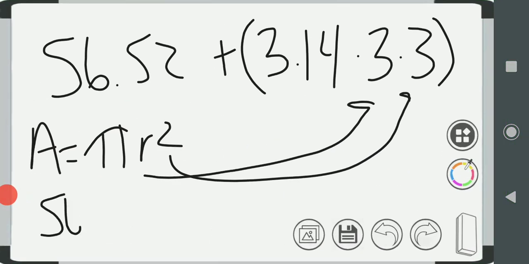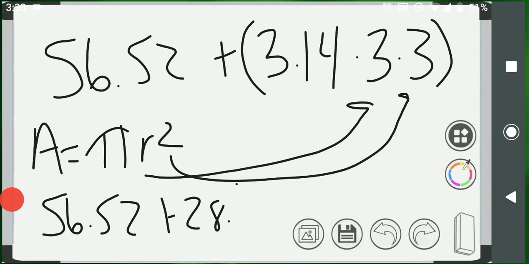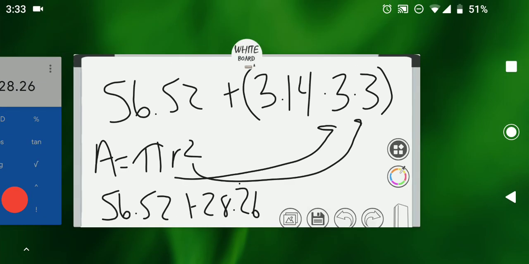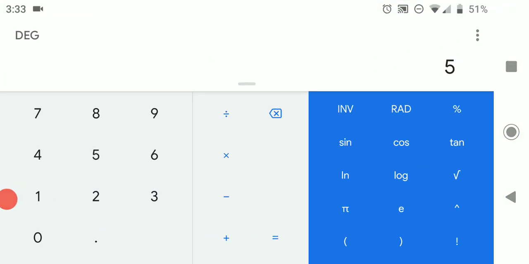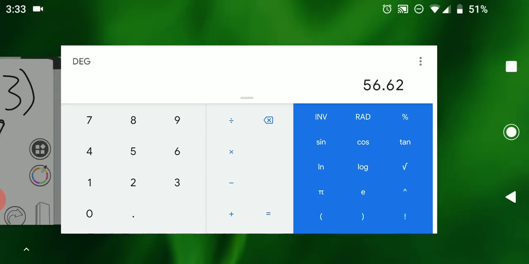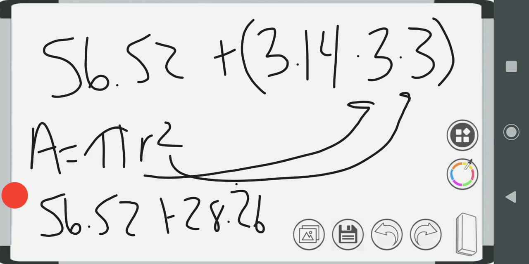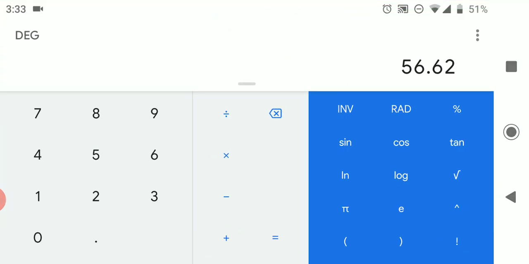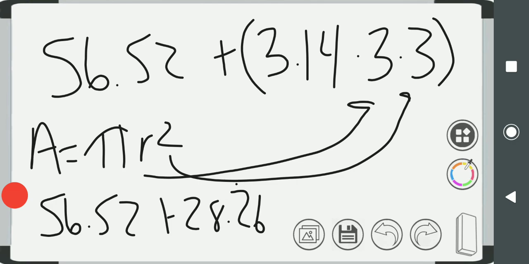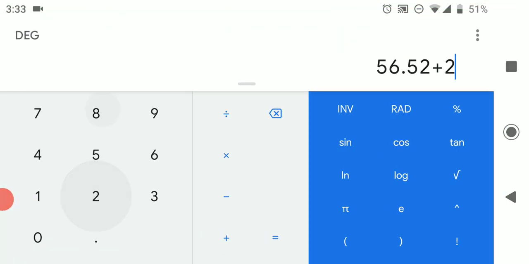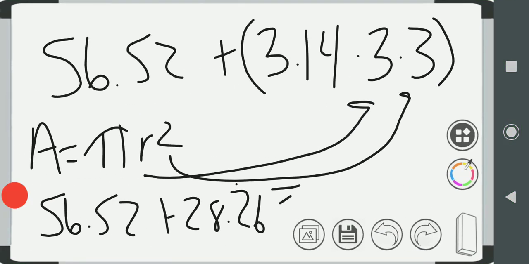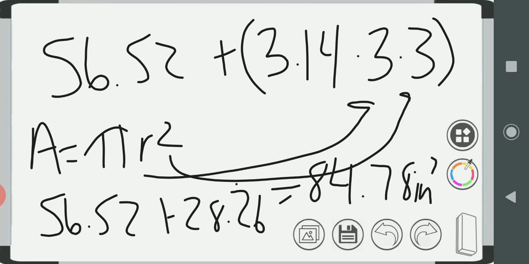So 56.52 plus 28.26. I'm mixing everything up. 56.52 plus our other number, 28.26, and that gives me 84.78. That is very messy. I believe we were in inches squared.